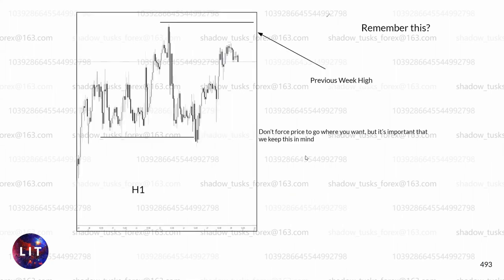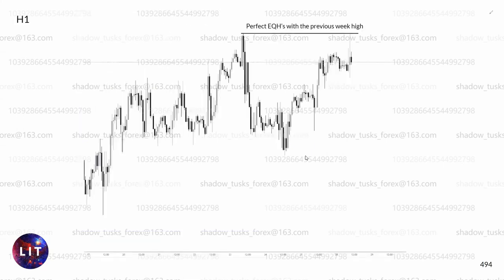We have to wait and we have to remember, what did we point out at the beginning of the day? Remember this? This was the previous week high. And this is why you don't want to forget this, and you always want to keep this in mind and remember to look to the left, because when I bring price, we can see, oh, this London Open inducement actually made perfect equal highs with the previous week high.